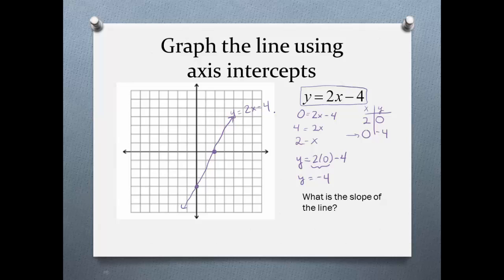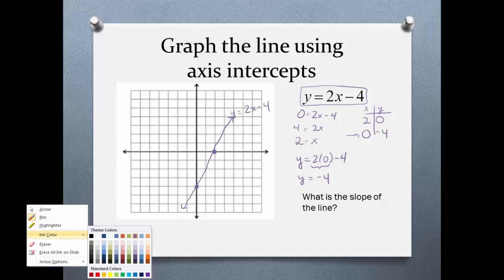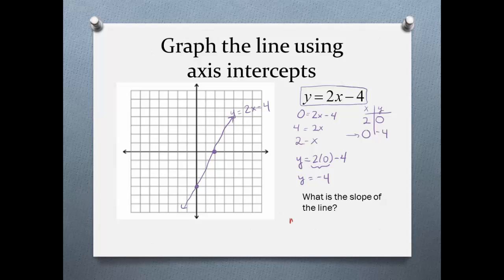Now, there's an additional question here. What is the slope of the line? And if I change colors here, and I remind you that slope is the rise over the run, and I imagine myself moving between these 2 points, I need to rise 4 units and run 2 units. So my slope is 4 over 2, or 2. We'll come back to that in a minute.